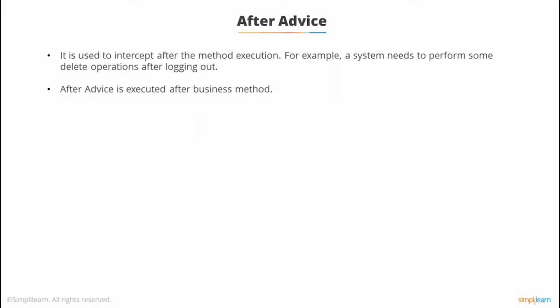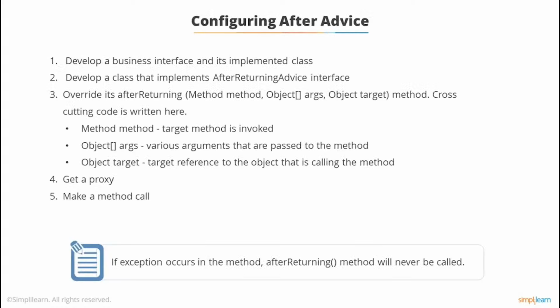After advice is used to intercept after the method execution. For example, a system needs to perform some delete operations after logging out. After advice is executed after the business method. So the steps for configuring after advice are as follows. We develop a business interface and its implemented class. We develop a class that implements the after returning advice interface. We override its after returning method. Cross-cutting code is written here.